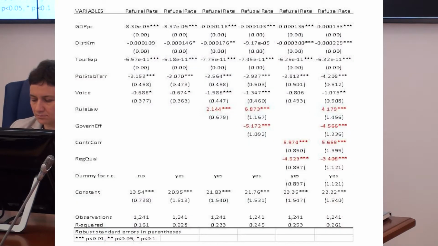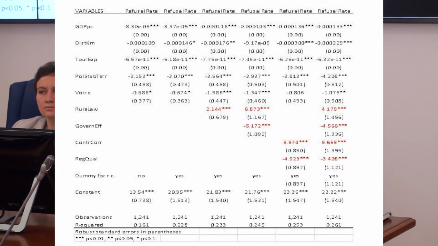This is what we have. First, we have a set of controls, and they have expected signs. Please have a look at the rule of law. An increase in the rule of law makes visa barriers higher, and it's very highly statistically significant. It's also significant economically. A one standard deviation increase in the rule of law makes visa barriers higher by about a quarter or a third of a standard deviation. So this is an institution rule.